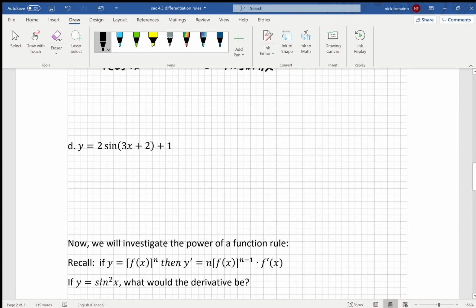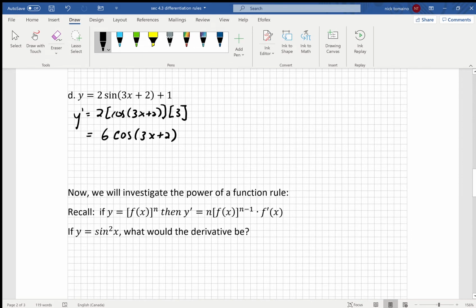Next one. Derivative, we have the 2 out front. We have cos 3x plus 2 times the derivative of the angle function, which is just 3. And then there's no derivative for the plus 1 because it is a constant. Then we simplify by bringing this and combining it with the 2. So 2 times 3 is 6 cos 3x plus 2. Done.